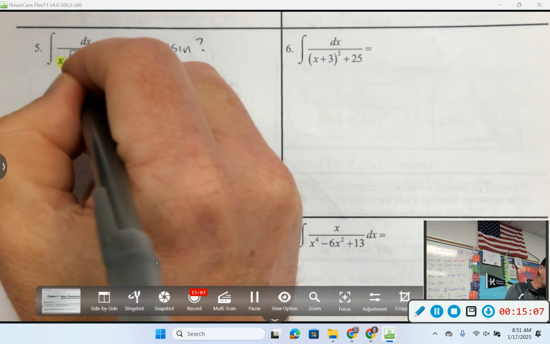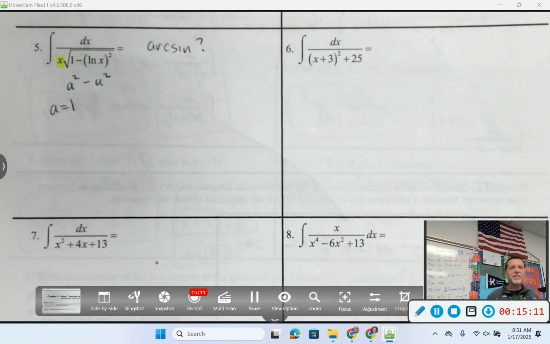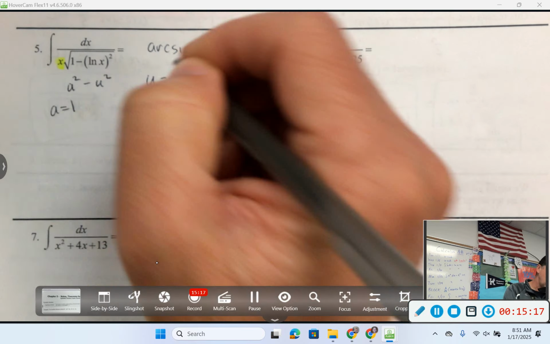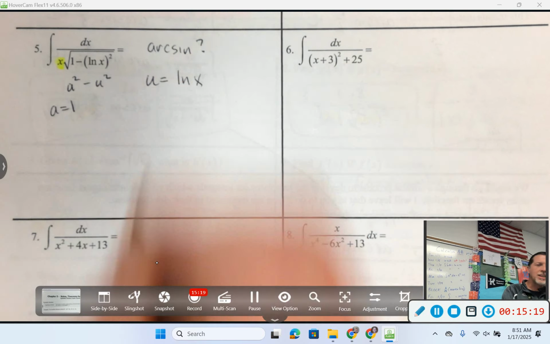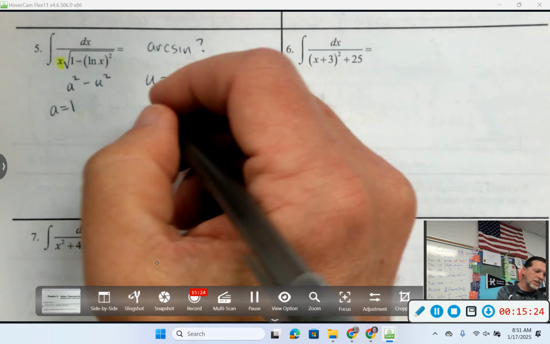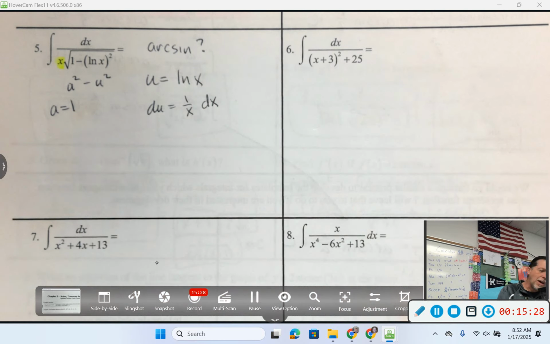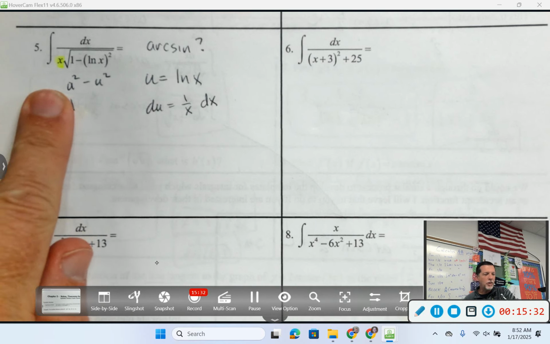But this would be a squared minus u squared. A is 1, so that's easy to deal with. What does that mean u is? Natural log. That's weird. Maybe. What's the derivative of natural log? 1 over x. Does that now make the rest of the problem fit together? Yeah, that's why that 1 over x is there.